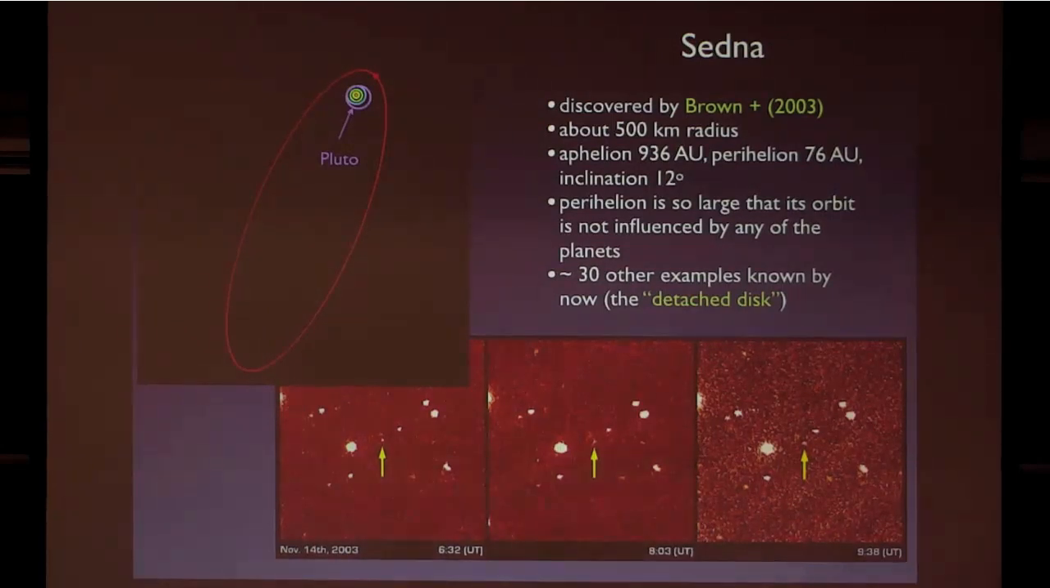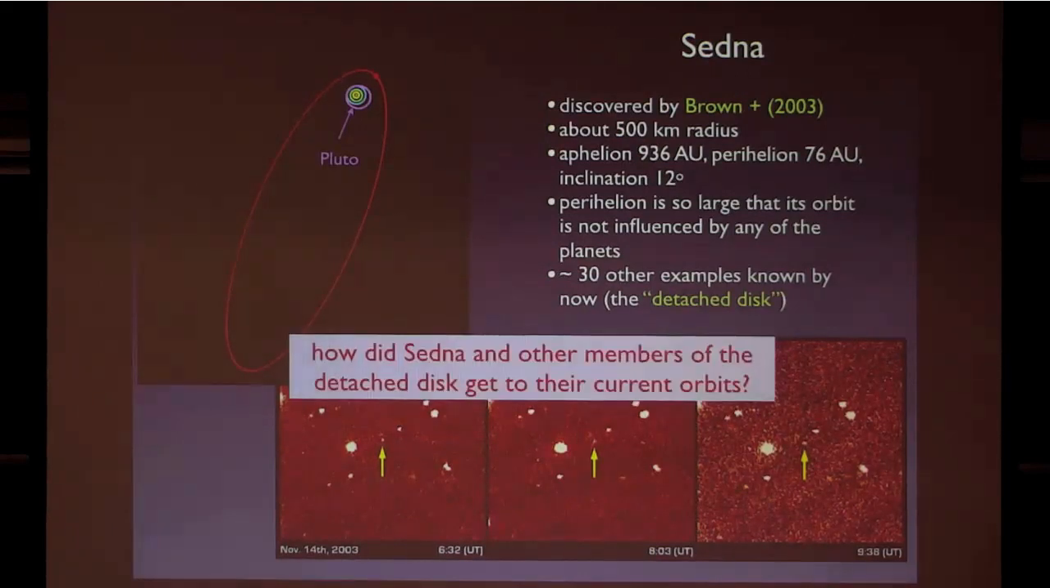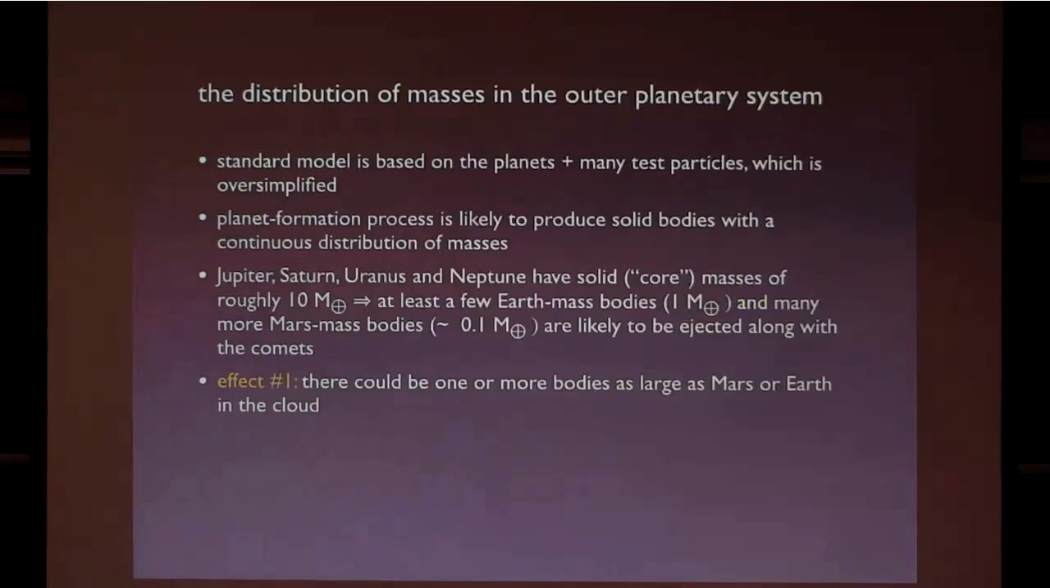You might argue that you shouldn't spend too much time worrying about a single body, but there are now something like 30 other examples with similar orbits, a population that has come to be called the detached disk. So the question is, how did Sedna get there, and how did the other members of the detached disk get there? There are a variety of theories, but I want to focus on one I alluded to before.